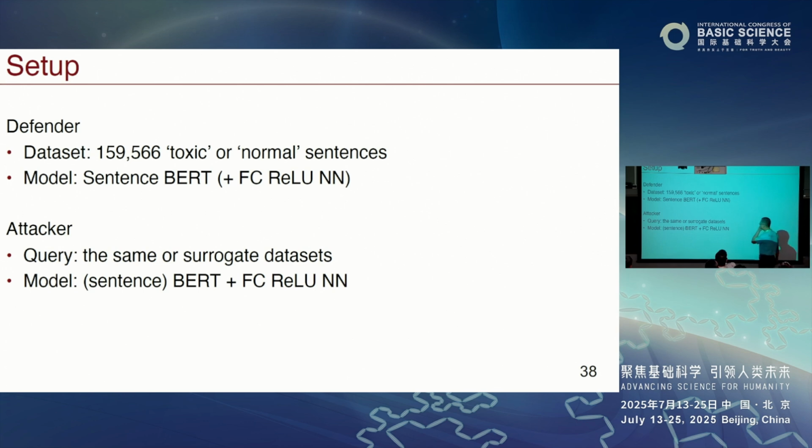For the attacker, we actually consider different types. One is IID with the same distribution as the data on which the classifier is built. Or you can use surrogate data sets, so therefore X has a slightly different distribution, which is a kind of covariate shift setting.